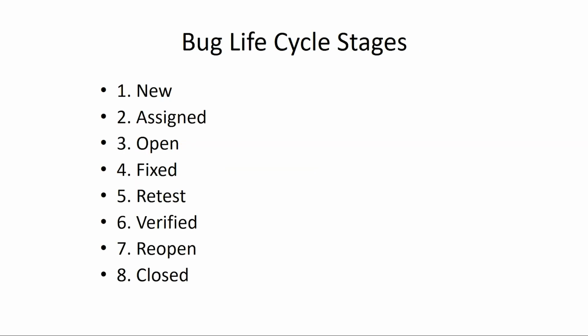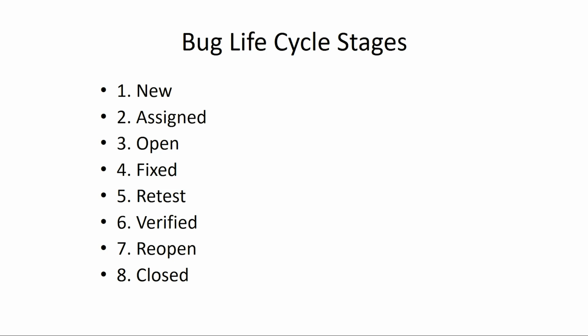This is the bug life cycle stages. New. New is a state when a tester finds a bug and reports it. If you find any issue in the application, this is a new state. Assigned. The bug is assigned to a developer. So after finding a bug, you need to assign it to the developer. Open. The developer starts working on the bug. So when you assign the bug to the developer, the developer will start working on the bug.